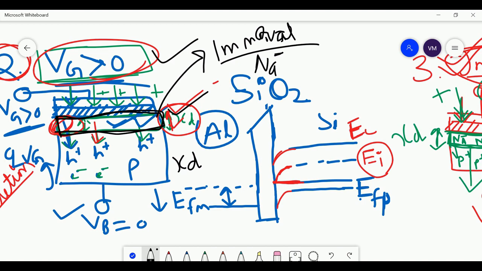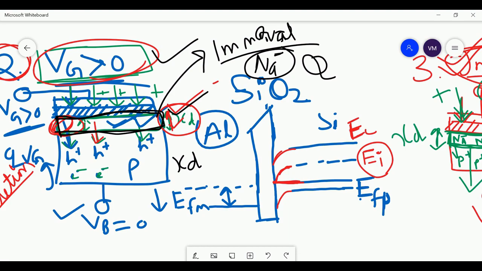Since it has Na negative ions, although they are not moving, they are negative, so that means it has some charge. So we will calculate the charge, and we will also calculate the size of this depletion layer. Both are important when we calculate the threshold voltage of the entire MOSFET. So we will come back to the second condition, where we will measure this charge and the size of this depletion layer. Let us start.